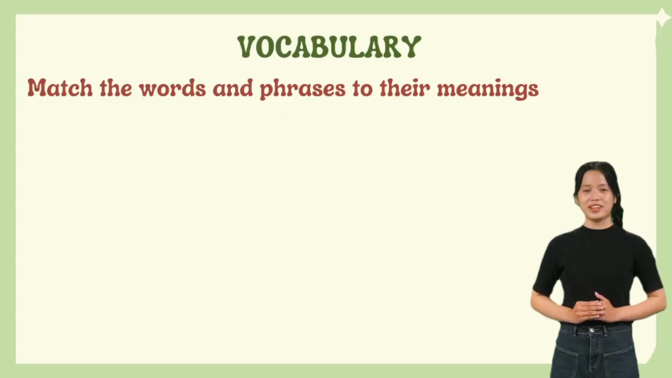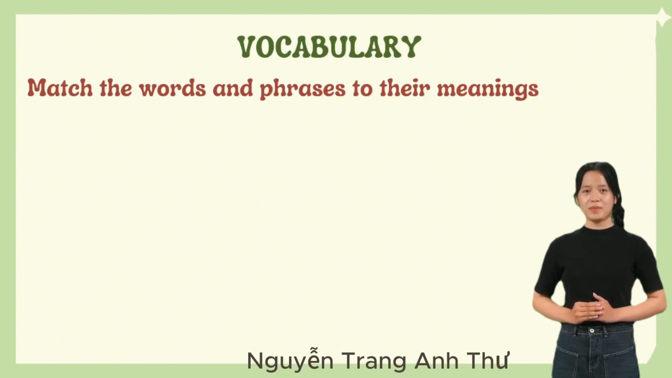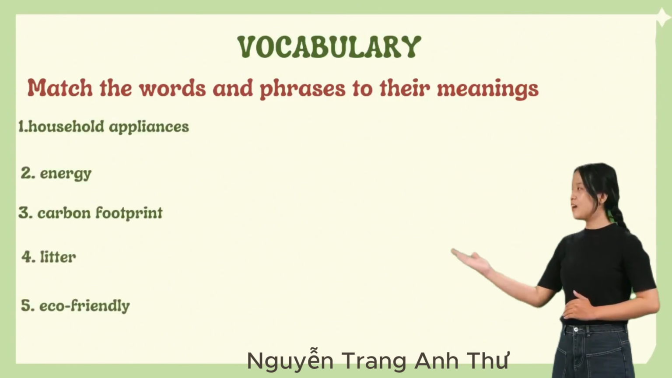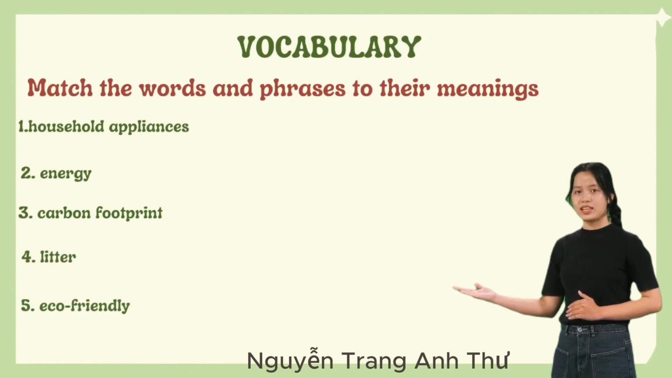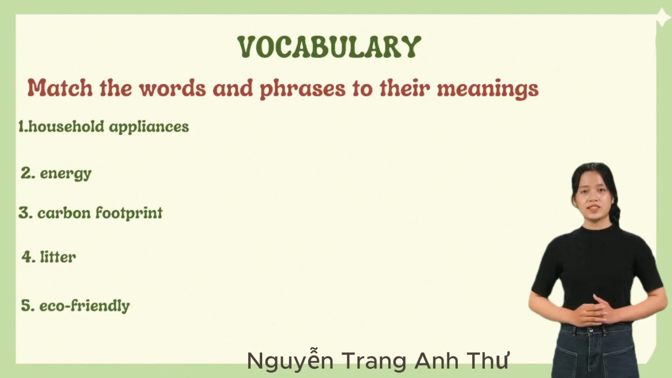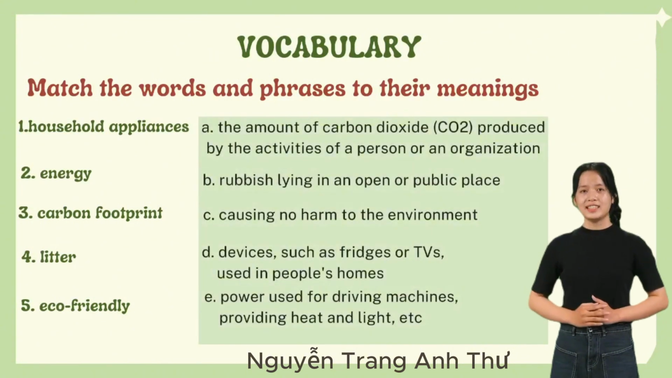We've just finished learning some new words, so now let's move on to a matching exercise to reinforce and remember these new words better. So as you can see, we have 5 words and phrases on the left side: household appliance, energy, carbon footprints, litter, and eco-friendly, and 5 definitions on the right side. So your task is to match each word and phrase to its correct meaning. We'll do this quickly in just 2 minutes, and I'll give you the answer then.